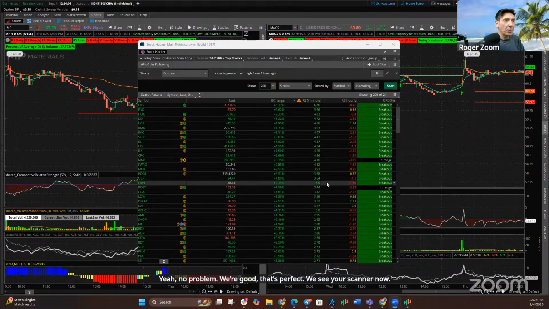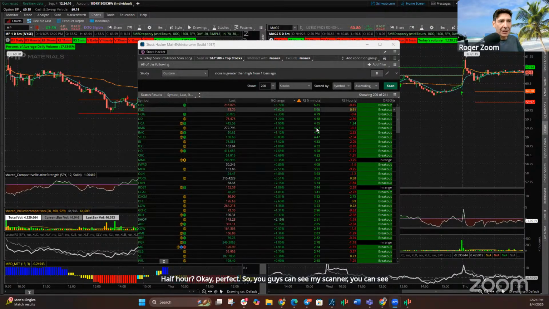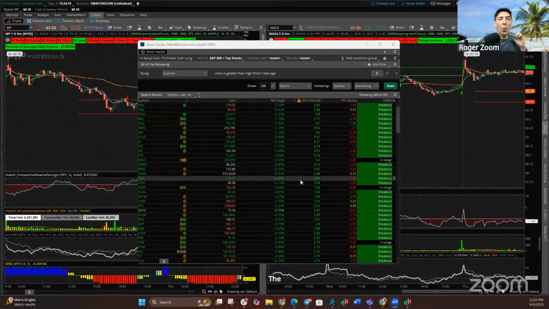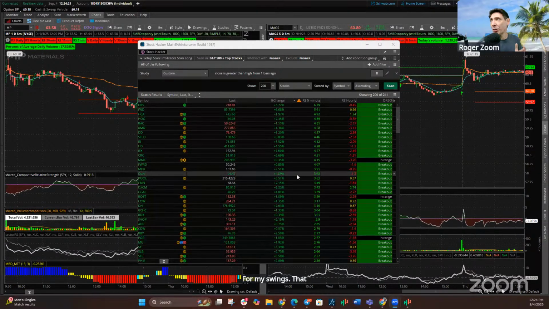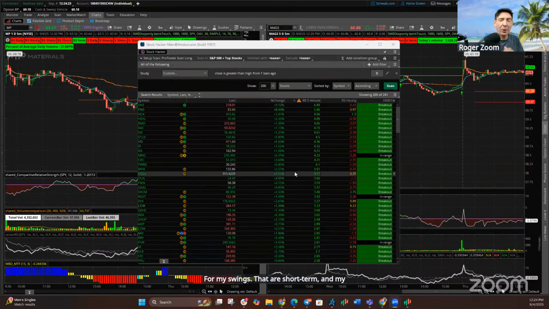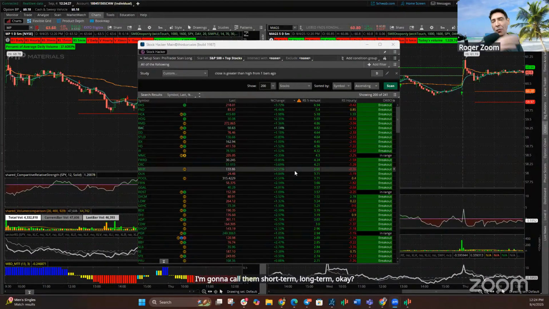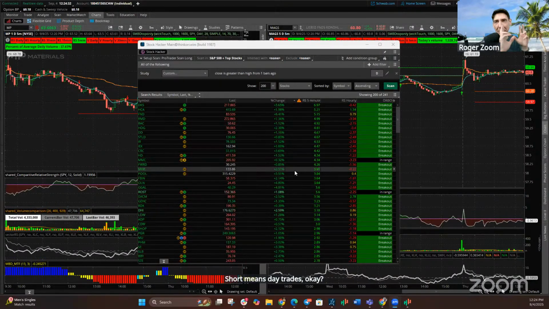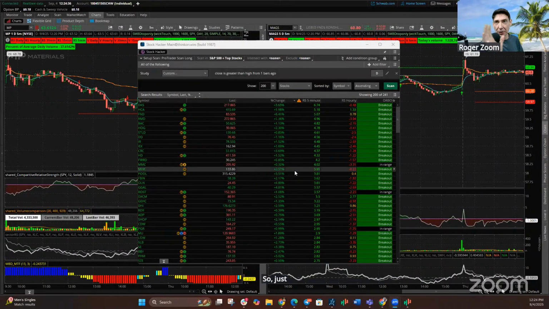Okay, perfect. So you guys can see my scanner. You can see that I'm calculating on 5 minutes. What I'm calculating for are my swings that are short term and my swings that are overnight. I'm going to call them short term and long term. Overnight means long term, and short means day trades, or trades intended to start off as day trades. So just so you don't get confused.